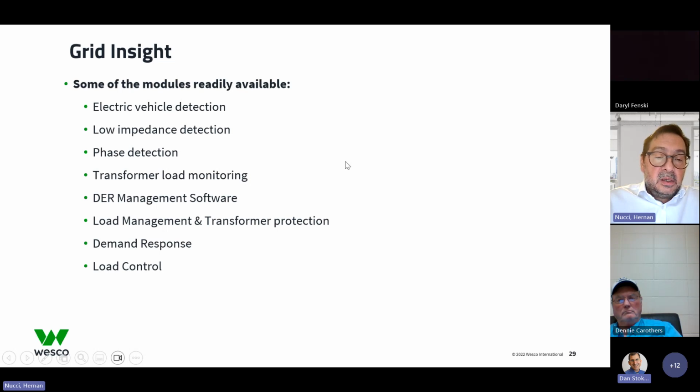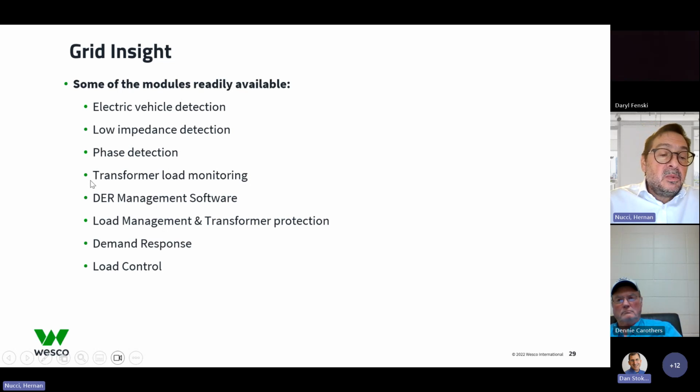Transformer load monitoring. It can identify all the loads on the transformer and build a model for that transformer. That means you can evaluate transformers, and you may have one that is overloaded and another one that is very lightly loaded, and you can swap the two and avoid buying another one. So these apps tend to save a lot of money.